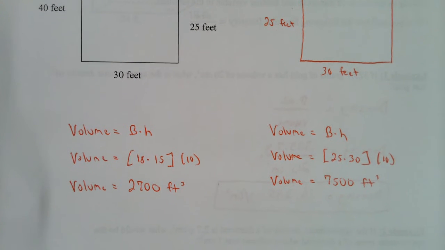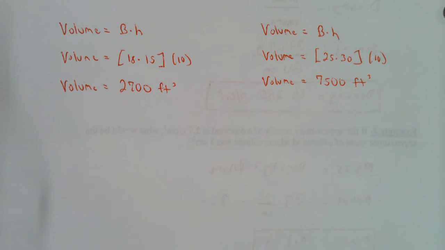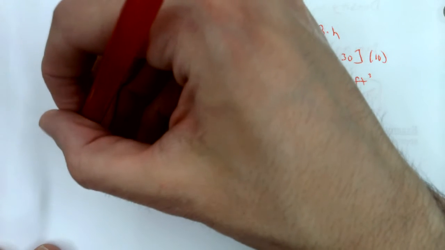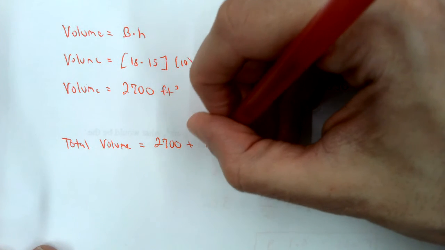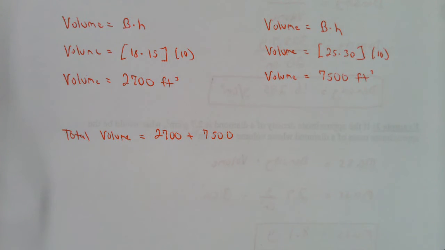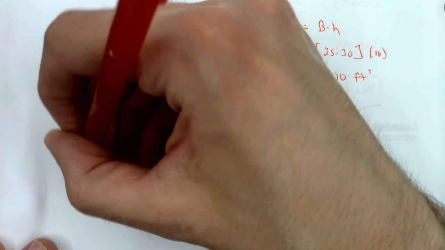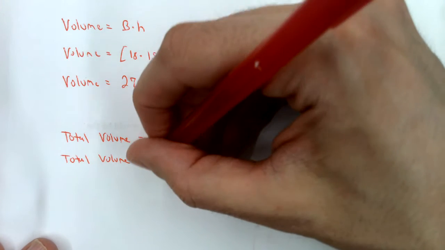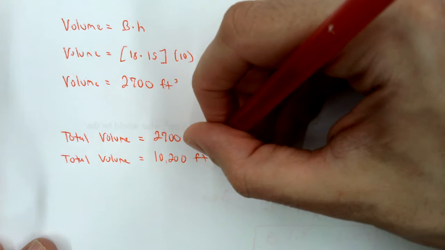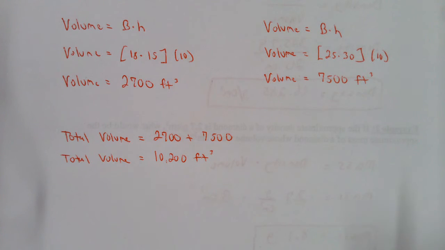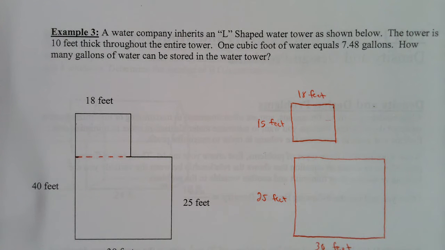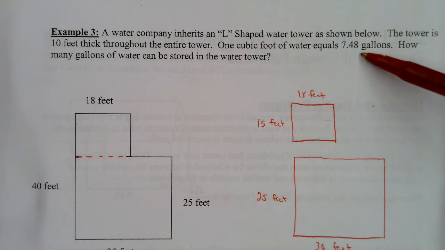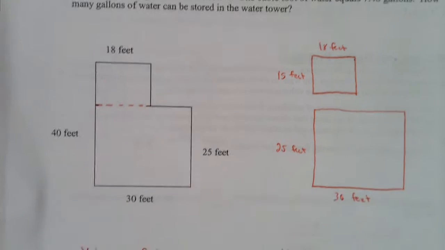So let's get the total volume. You're going to add those together. Okay, so that's our next step. 2,700 plus 7,500 is going to give you 10,200. But now you're going to have to convert that. The question is, how many gallons of water can you store in the water tower? Each cubic foot contains 7.48 gallons. So now we're going to have to convert.